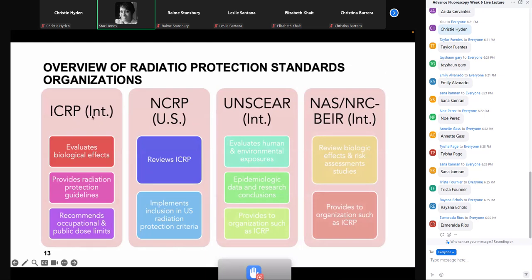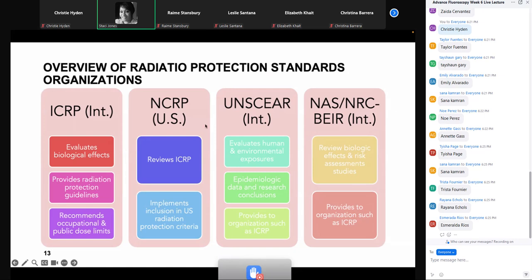You have your ICRP, it's international. It evaluates biological effects, provides radiation protection guidelines, recommends occupational and public doses. Your NCRP, which is United States, reviews what the ICRP recommends, and then decides whether it's going to implement this in the U.S. radiation protection criteria. You have UNSCEAR, which is international. They evaluate human and environmental exposures. They look at epidemiologic data and research conclusions, and then they provide organizations such as ICRP with the research data.